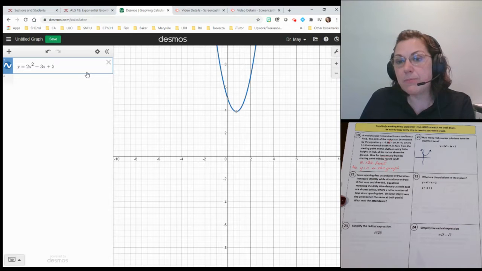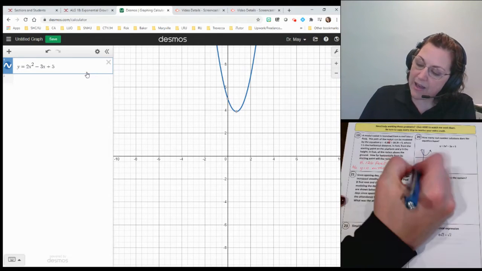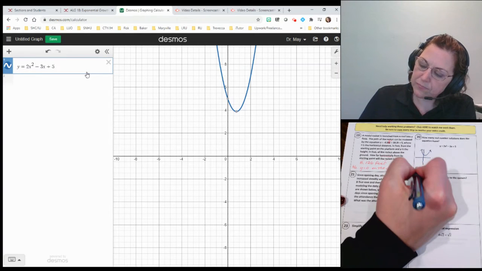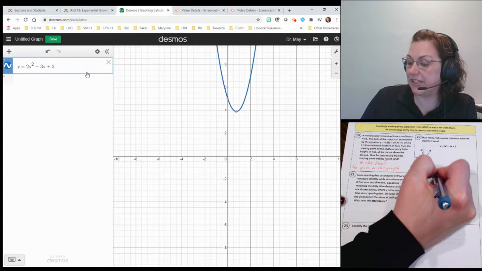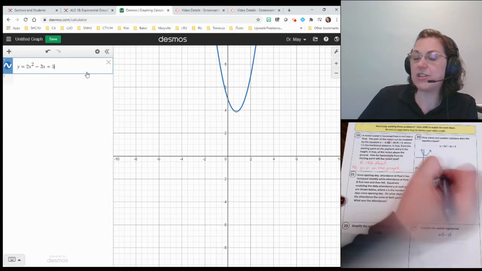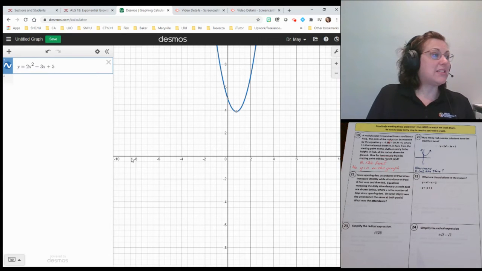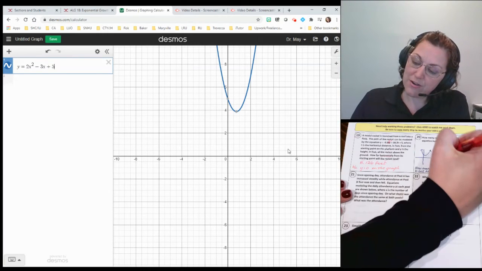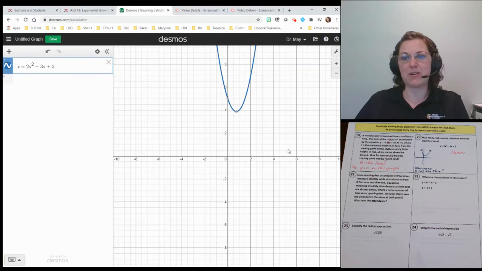So how many solutions? What this is asking for is when you look at the graph, how many x-intercepts are there? That's really what this question is asking. I don't see any x-intercepts. This graph does not touch the x-axis in any way, shape, or form. That means there are none. There are no real solutions for this problem.